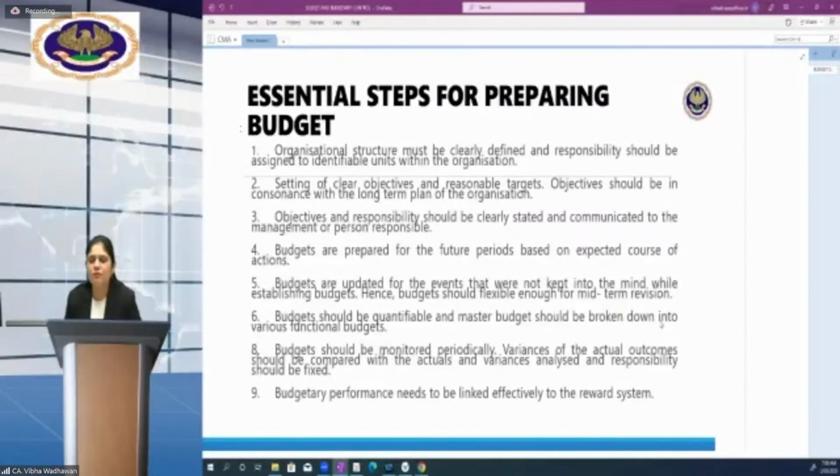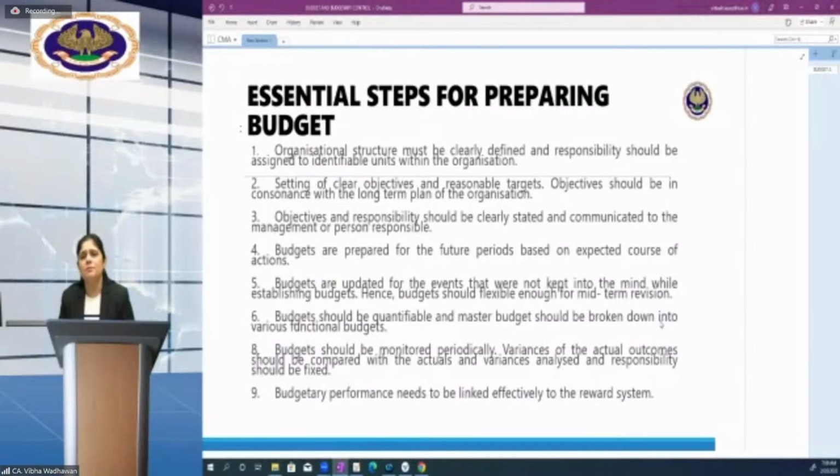Budgets are prepared for the future period based on the expected course of action. So budget is all based on the forecast made. All right. Budgets are updated for the events that were not kept in mind. But there has to be some flexibility in the budget. If today I'm making the budget, after 6 months some scenario changes. Let us, for example, say COVID comes. All right.